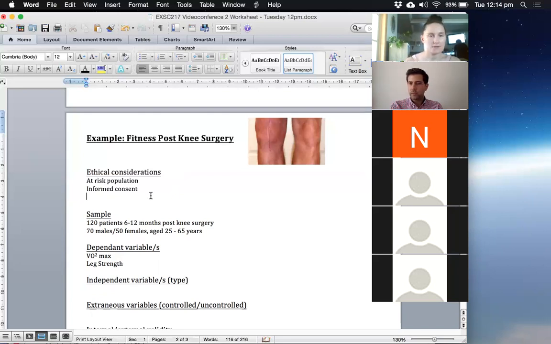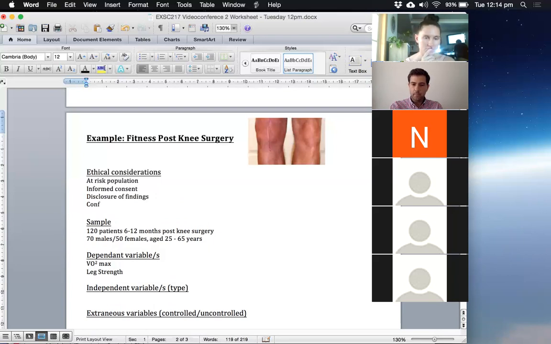If we were to give another broad category, would there be any that people could give? Okay, so disclosure of findings is going to be important. Confidentiality is going to be important. Rod's added to the chat, saying inform of the purpose. Yeah, for sure. That's going to be part of informed consent, but that's a really good one, Rod.